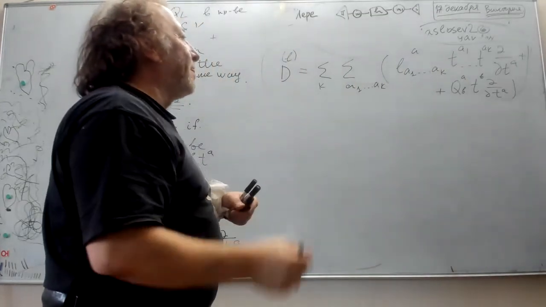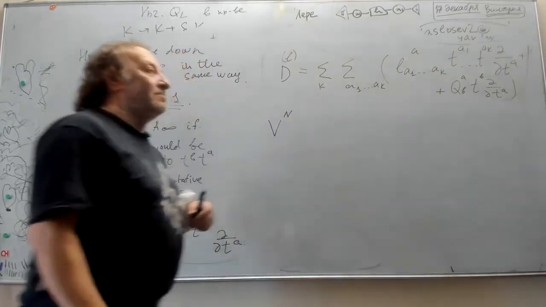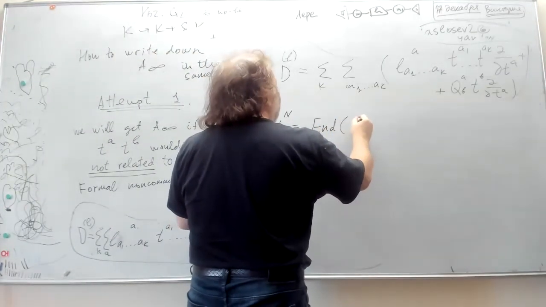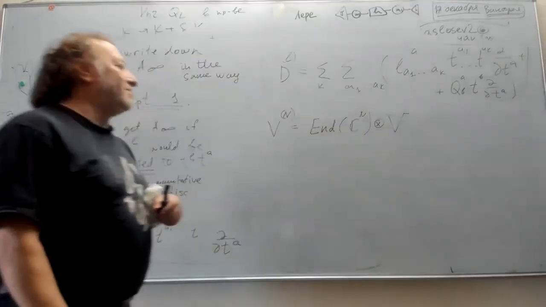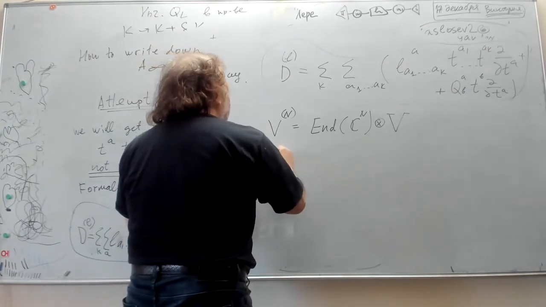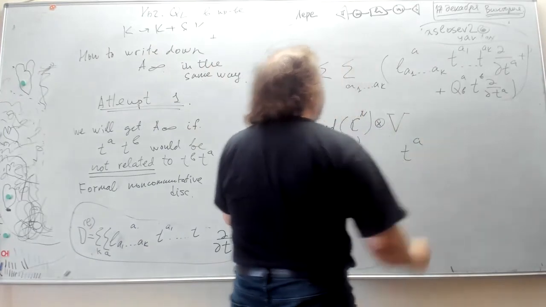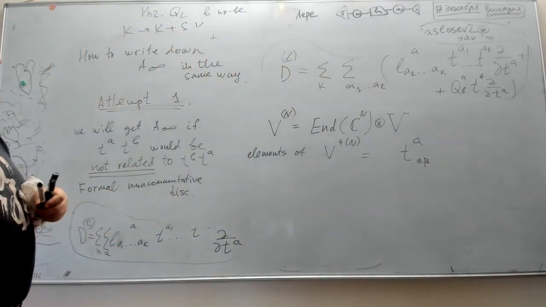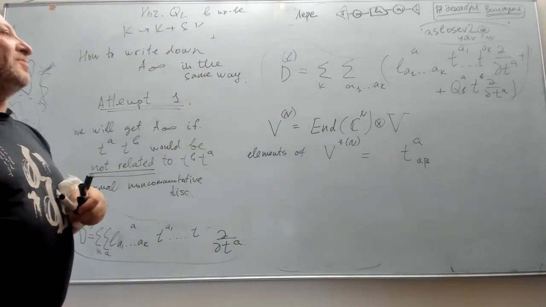And the idea is the following. Let us consider the space V that I call M. And this space N would be endomorphisms of C^n tensored with V. So coordinates, the elements of V star M, would be TAs that are just matrices. You may ask why I have these matrices, and the answer is that I have them in order to mimic non-commutativity, because matrices do not commute.